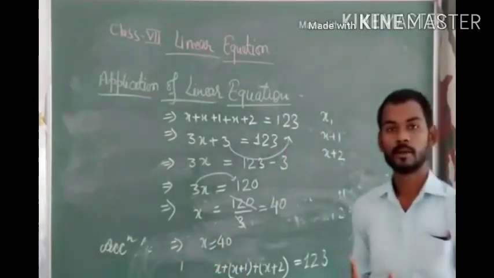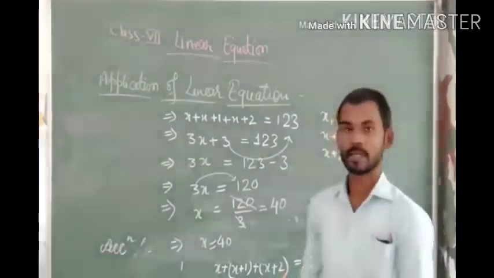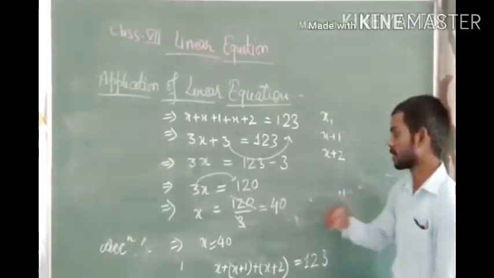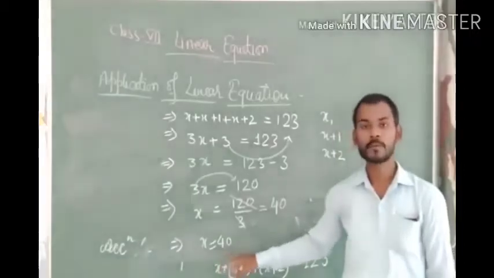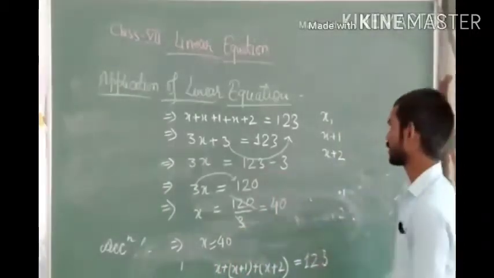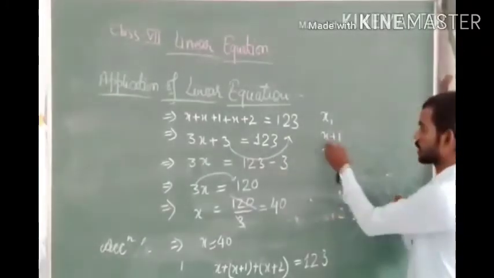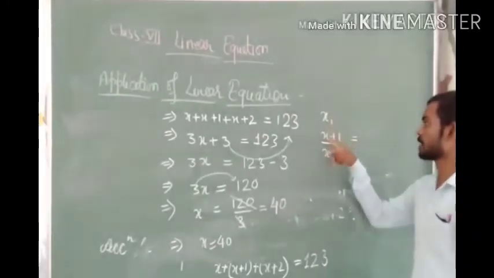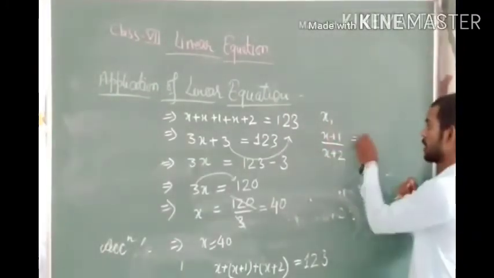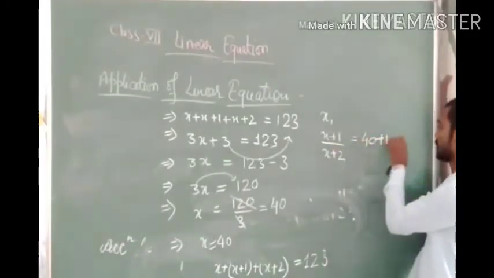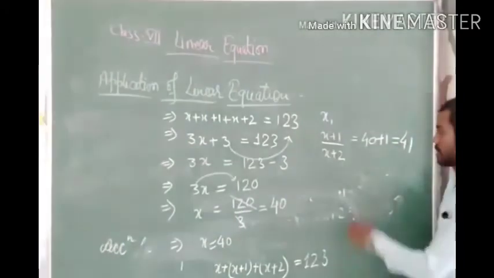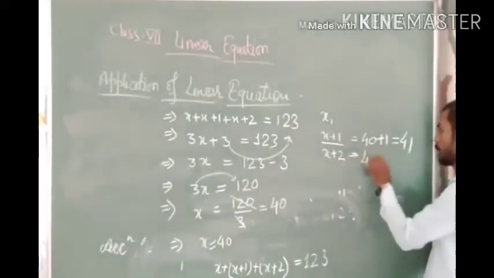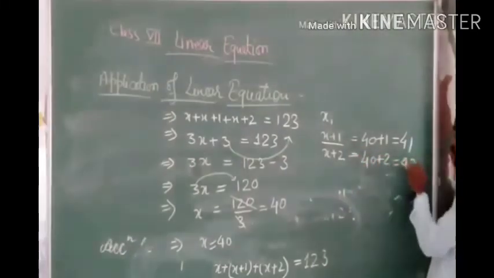What is x? x is the first integer, x plus 1 is the second integer, and x plus 2 is the third integer. So the first integer we obtained is 40, and for the second integer we suppose x plus 1 is the second integer. Putting the value of x, we get 40 plus 1, which is equal to 41. Similarly, put x is equal to 40 in x plus 2, we get 40 plus 2 is equal to 42.